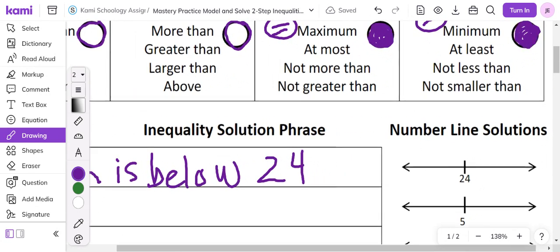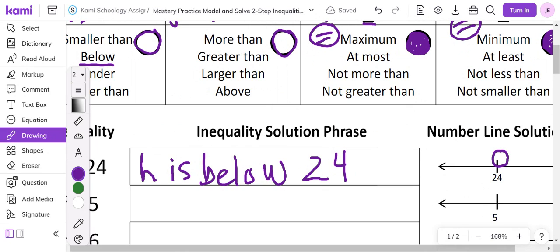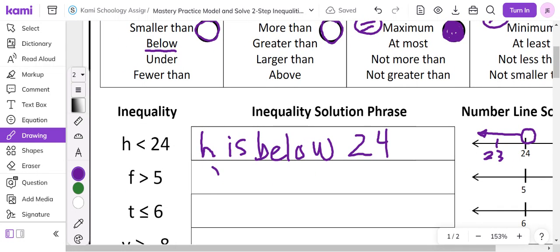And then we go over here on the number line, we put a circle at 24, and only because it's below, it's going to be all these numbers that are going to the left or less than 24, in the direction of counting down. So F, you can pick any of these words above.